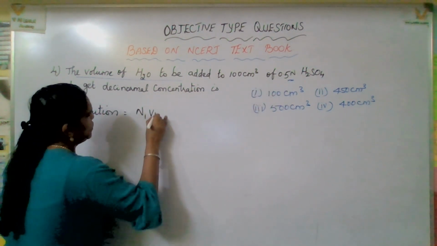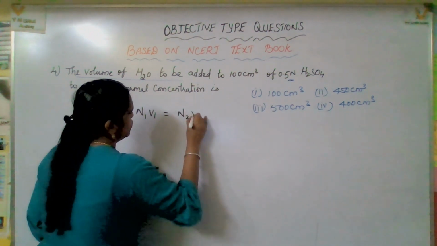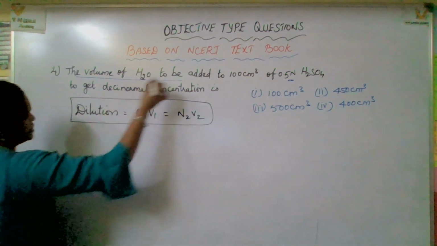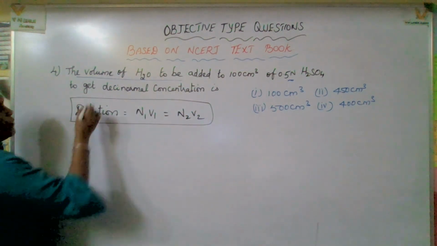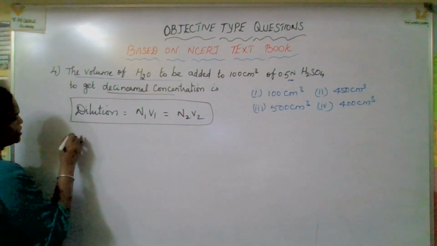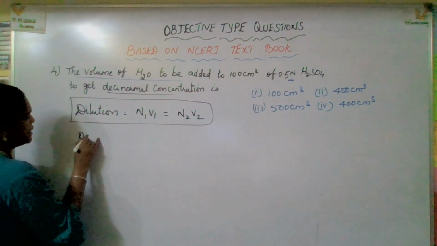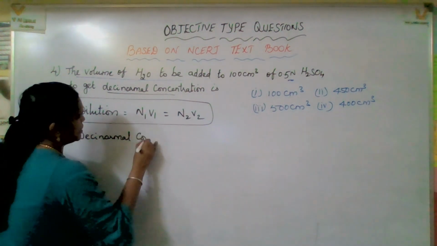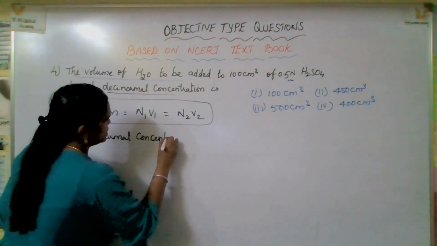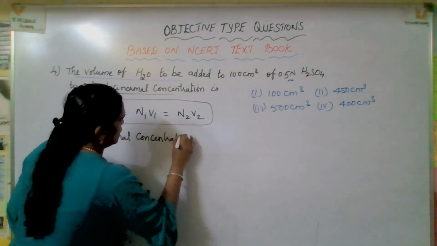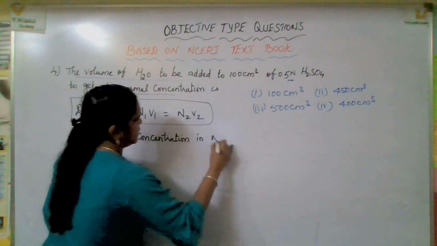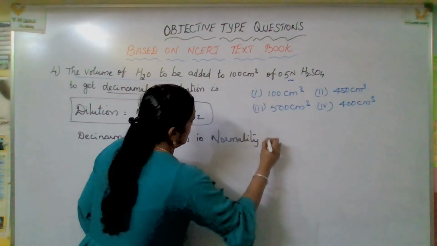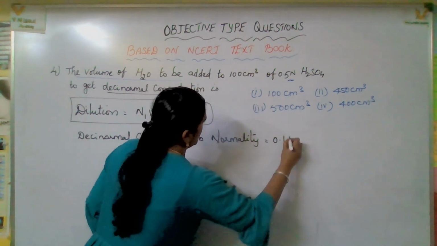So N1V1 is equal to N2V2. This is the main formula for this concept of sum. Now, decinormal concentration in normality is equal to 0.1 N.